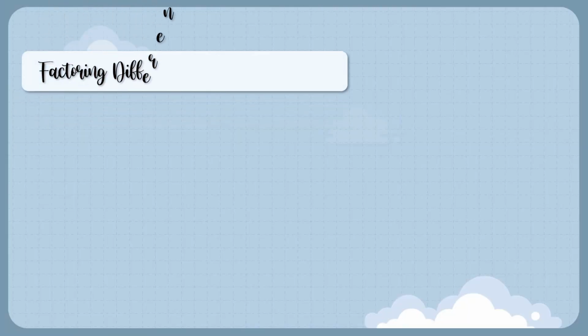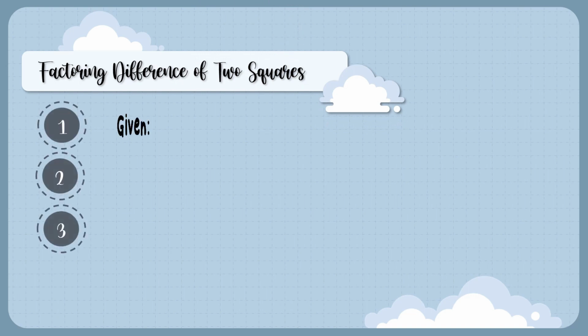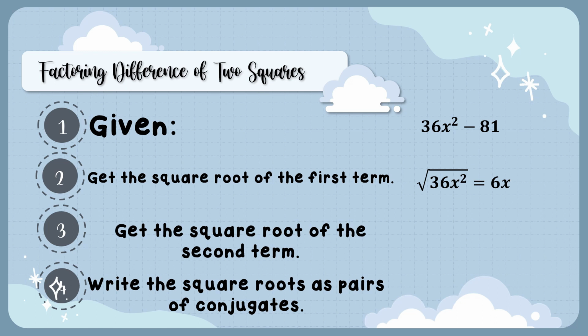Now let's have example number 4. Example number 4, let us factor 36x squared minus 81. First step is to get the square root of the first term. The first term is 36x squared, and the square root of that is 6x.